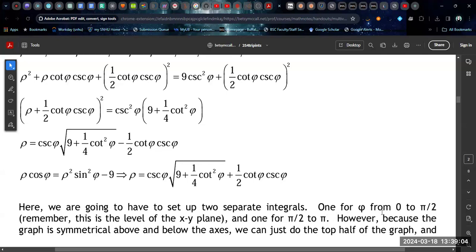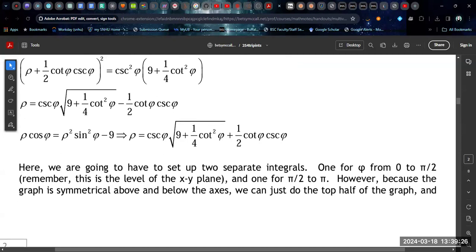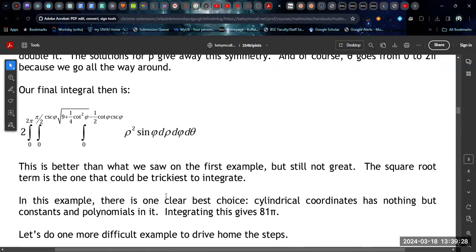To be clear, we're going to have to set up for phi an integral from 0 to pi over 2, which will take us to the plane, and then another one from pi over 2 to pi, because it has a different boundary on top and bottom. But fortunately, since our graphs are symmetrical, we can just calculate the top half and then double it. When we set up our integrals, we end up again with 0 to 2 pi, that's our theta, 0 to pi over 2, that's the top half, and I'm multiplying by 2 for symmetry.